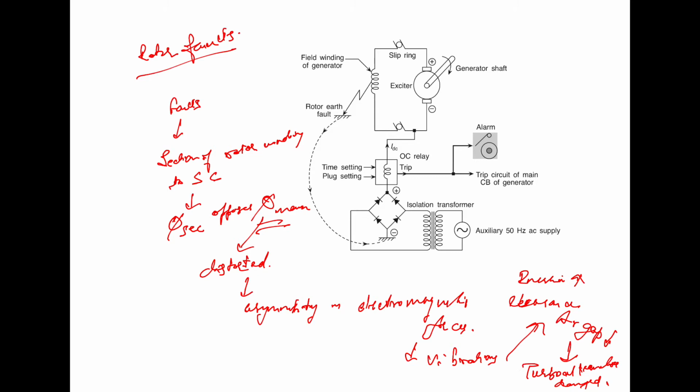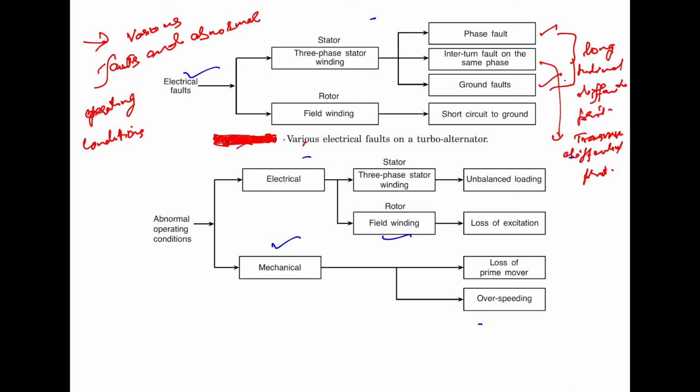Now we will discuss the abnormal operating conditions, and under the abnormal operating conditions we will first discuss the three-phase stator winding in case of electrical and unbalanced loading. Now what are abnormal operating conditions? As you know, a generator cannot be considered in isolation because of the very large number of other equipments connected to it. Even if there is no electrical fault in the generator, if one of the associated equipment or auxiliaries develops a fault, then it has serious implications for the generator.